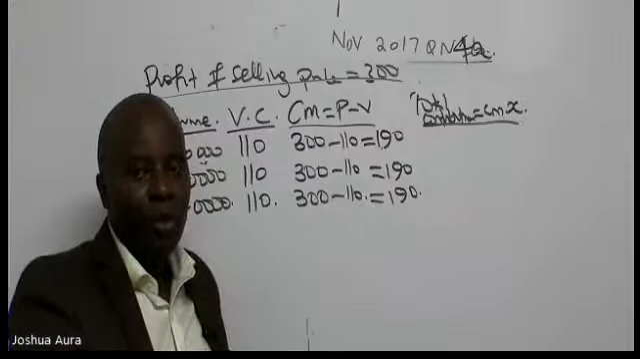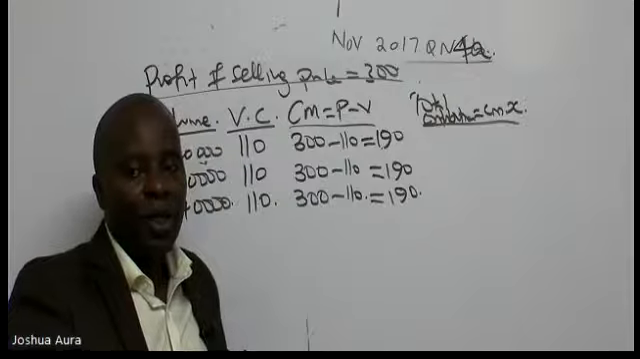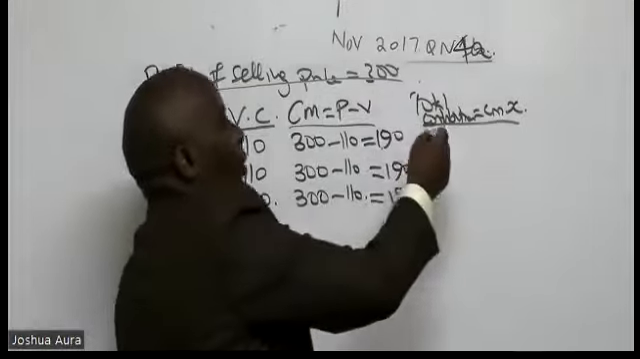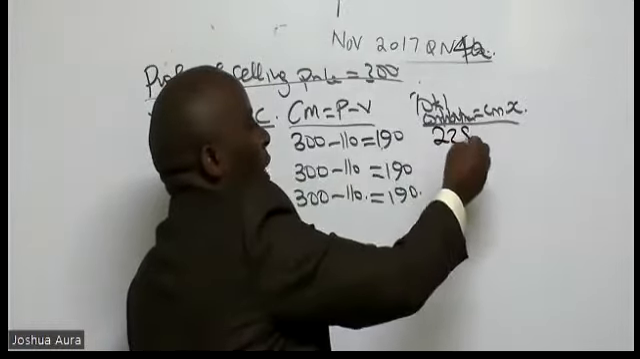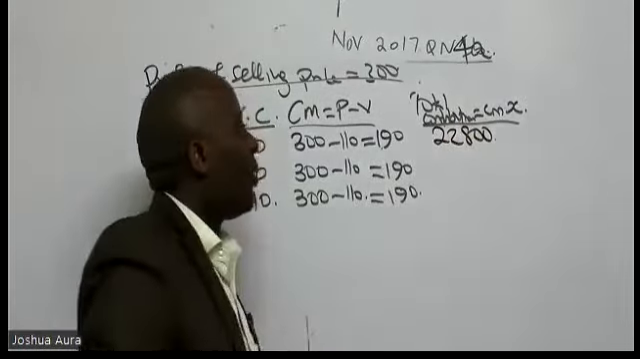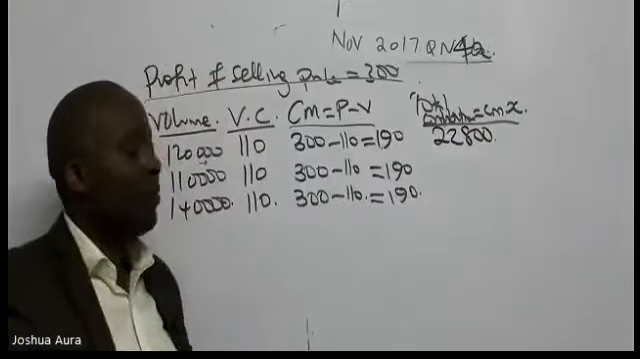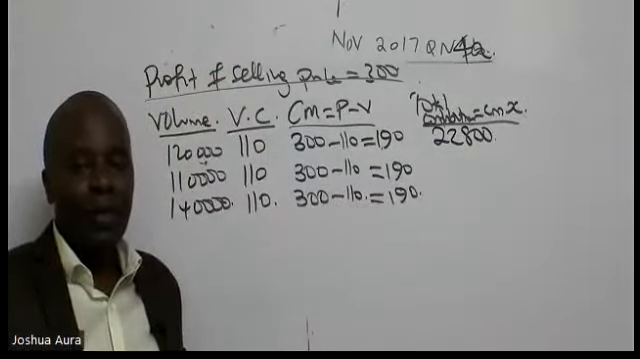So total contribution is contribution per unit times number of units. Could you kindly give me this figure? Odinga gives me 22,800 here. So are your figures, Odinga, in terms of thousands, or did you simply take everything? No, it can't be everything.